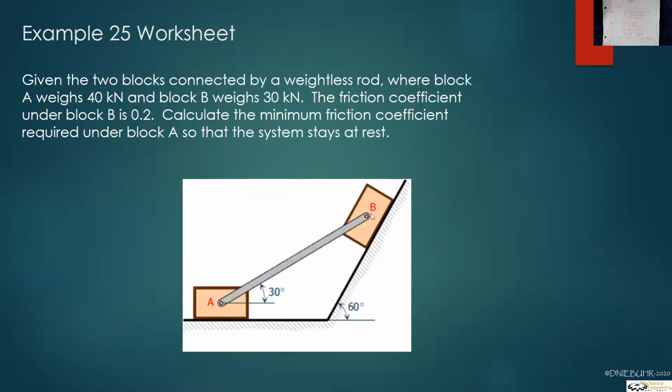What's the minimum friction at B to keep it from sliding down? What's the minimum friction at A to slide down? We could add weight to this lever here, or the member that's connecting the two. So again, it changes the way you approach the problem, but it doesn't exactly change the fundamentals. So again, we want to know what is the minimum friction coefficient under A.